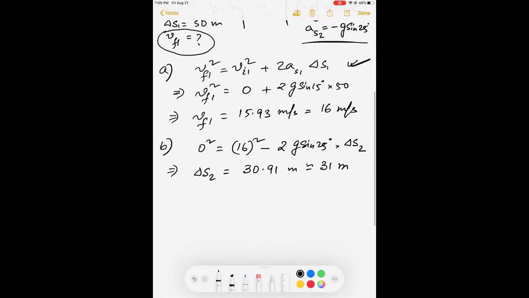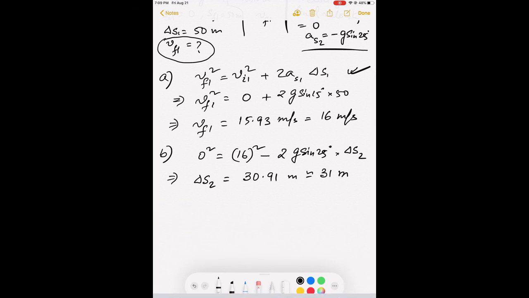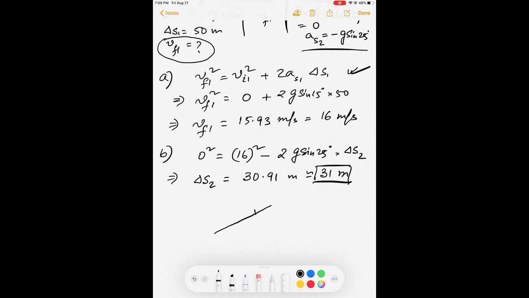So that's basically the whole displacement part of the second slope that she was moving. She started from here with 16 meters per second. She moved up until she stopped because of the acceleration working against her, right? The acceleration AS2 is trying to pull her back, so that's why the velocity becomes 0 at that point.